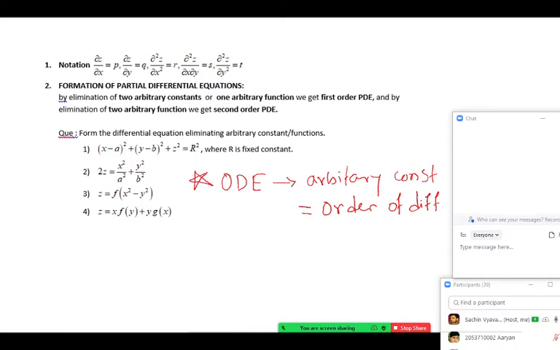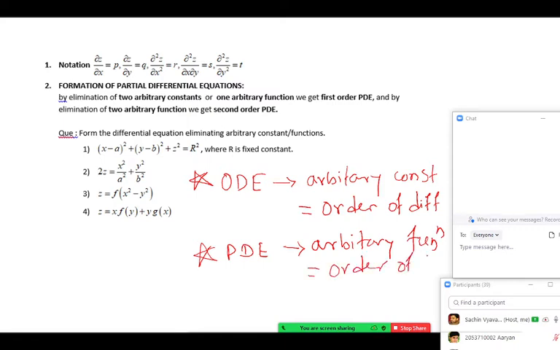Similarly, in PDE, the number of arbitrary functions is equal to the order of the differential equation. So in terms of functions, yes, the number of arbitrary functions, if we count, gives us the order of the differential equation in PDE, but not constants. It is a function. That is the word. Remember. But here, if we have two arbitrary constants, then we have a first order PDE, that is lesser by 1. We'll come to these examples.